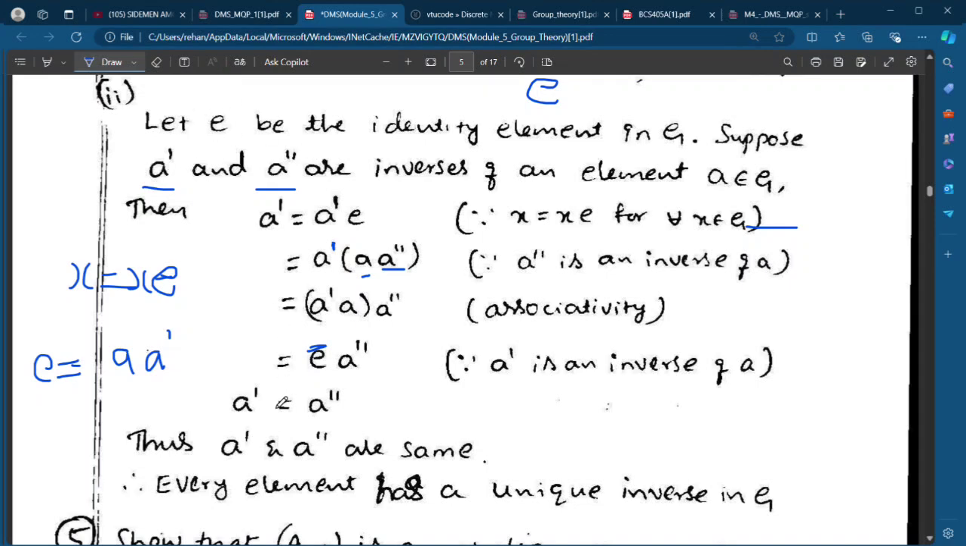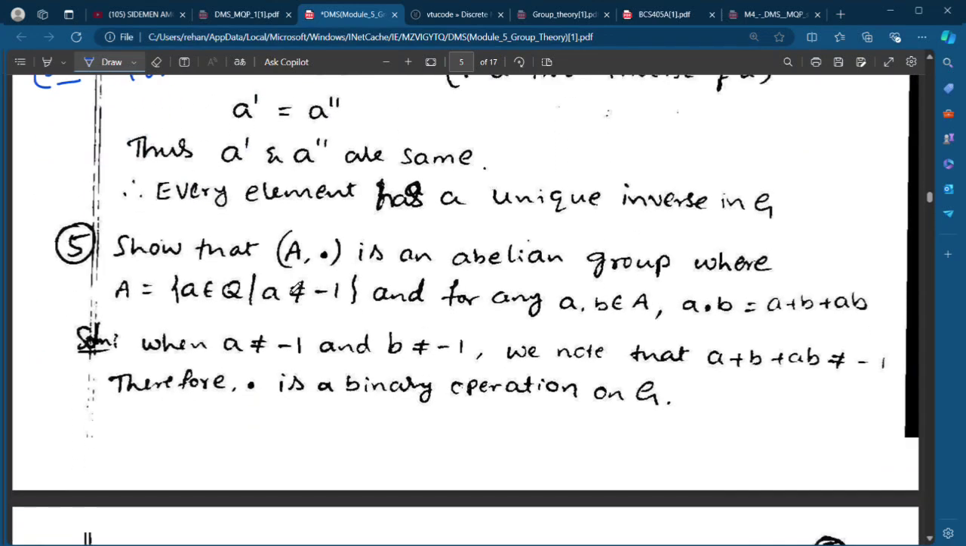So E into A double dash will become A double dash itself. Therefore, the two inverse elements I took are equal to each other. Therefore, it is not unique. Both are the same, so both are not distinct. Therefore, I have only one inverse element, which is unique. That's it. Then see here, this is one question.